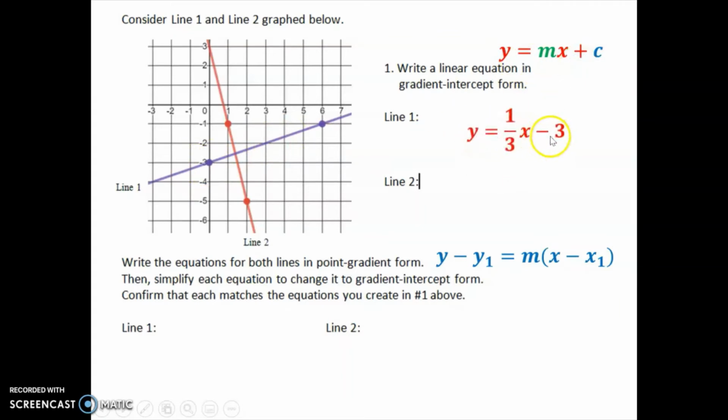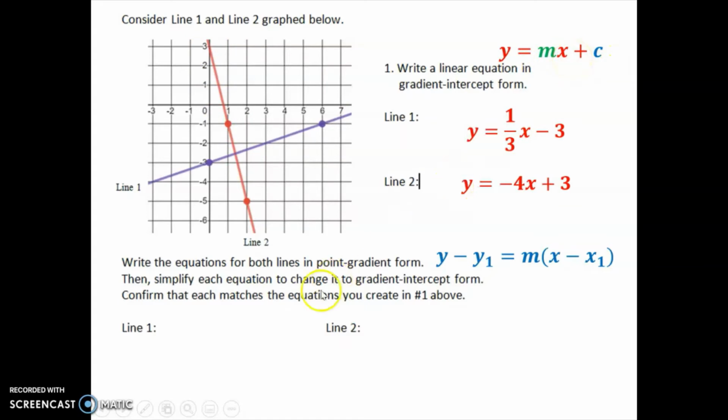Okay, for line 1 it is this. The slope is rise 1, run 3. So the slope is 1 over 3. And the y-intercept we can see is at -3. There it is. Try the same thing for line 2. Okay, the equation for line 2 should be this. It has a slope of 4 units down over 1. So slope of -4. And if you follow it, the y-intercept is here, 3. There are our equations in gradient-intercept form.